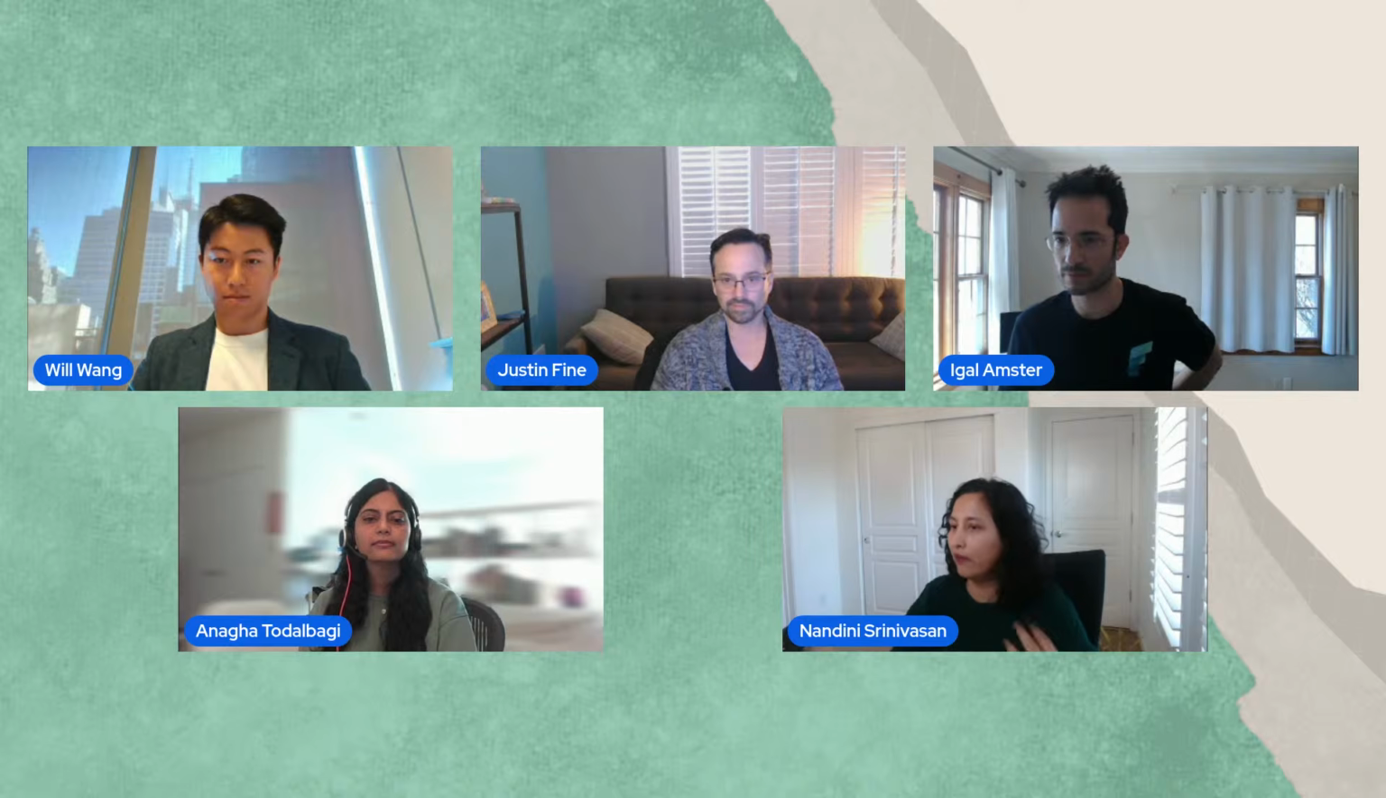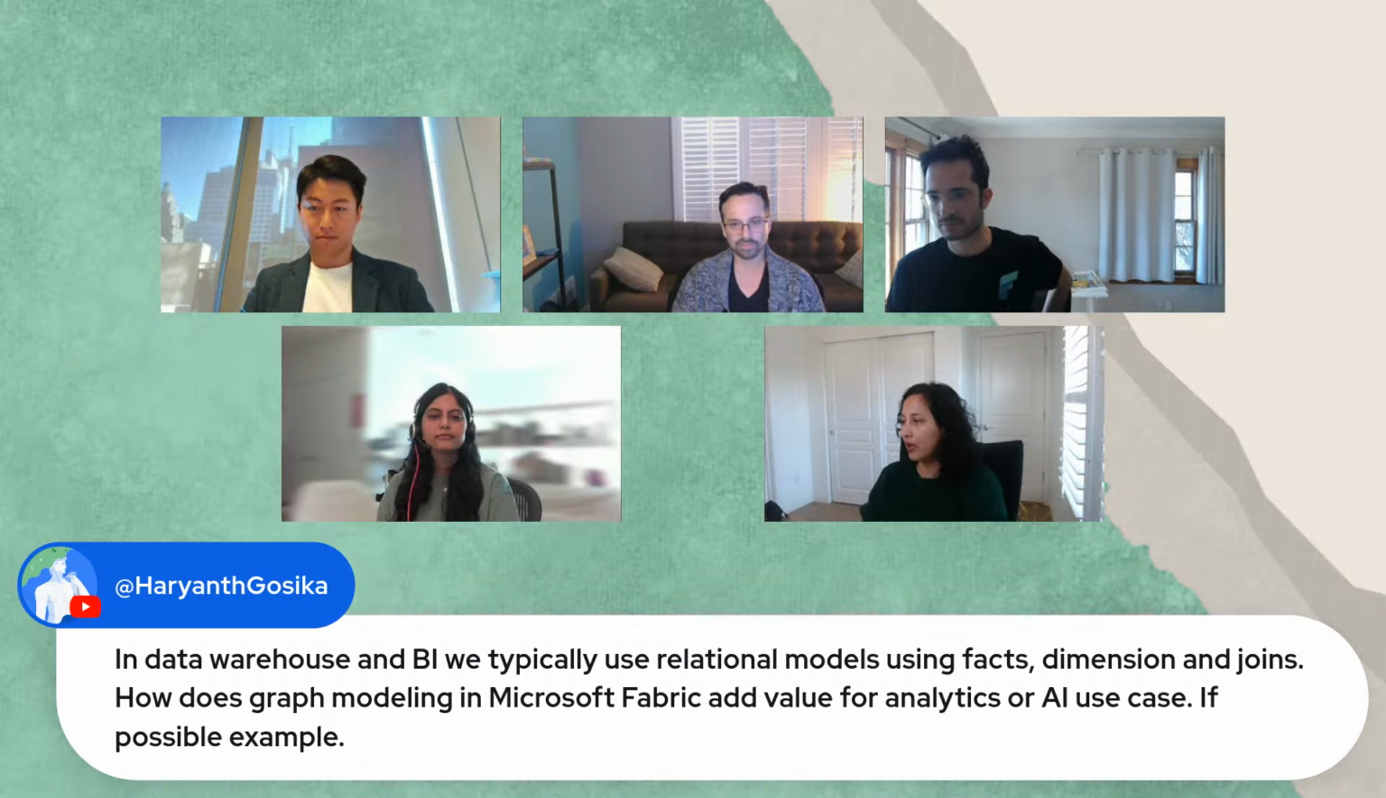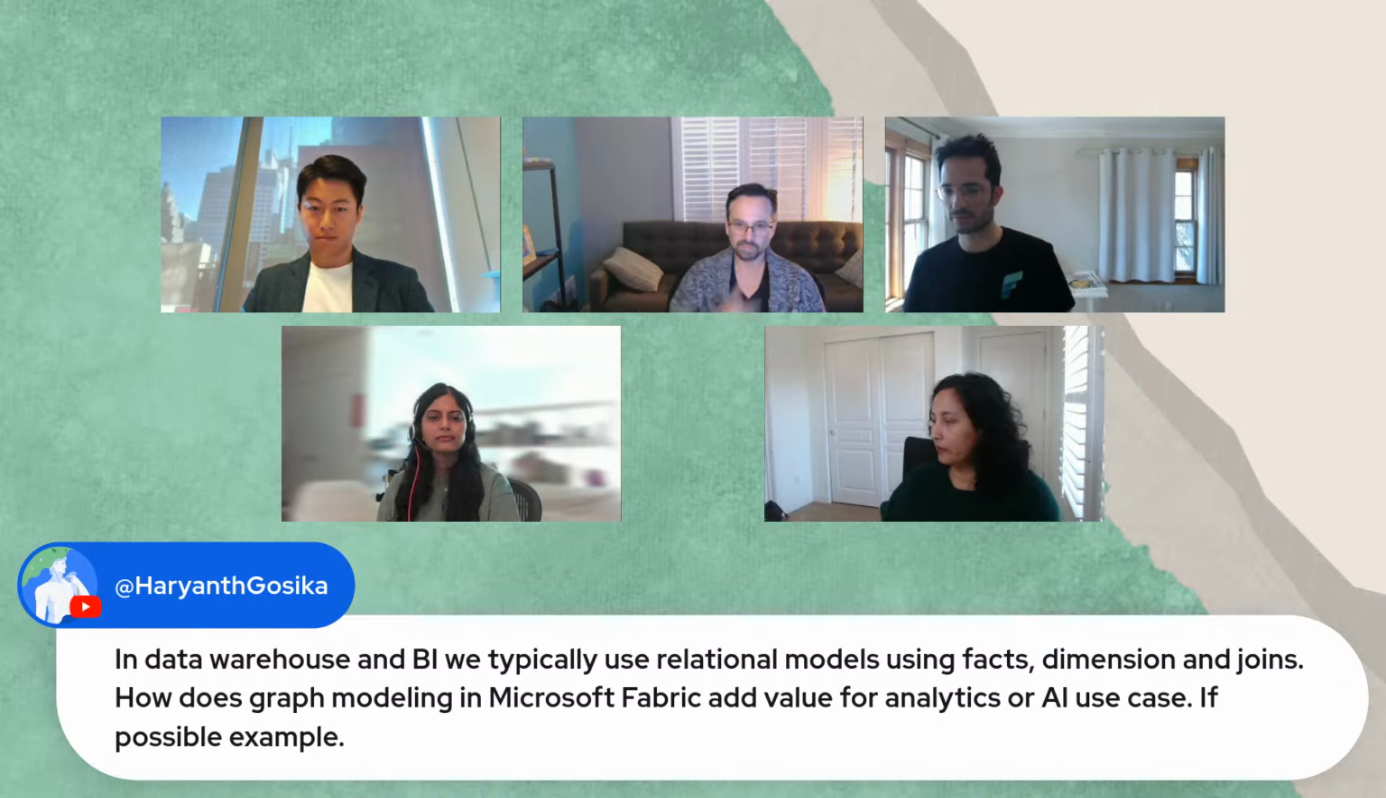The next question we'll take from Haryan Gosika is around data warehouse and BI and how that compares to graph. In data warehouse and BI, we typically use relational models like facts, dimensions, joins. These are the terms they're familiar with. But how does graph modeling in Fabric add value for analytics or AI use cases? And if we can have an example. Iggy, do you want to take this one?